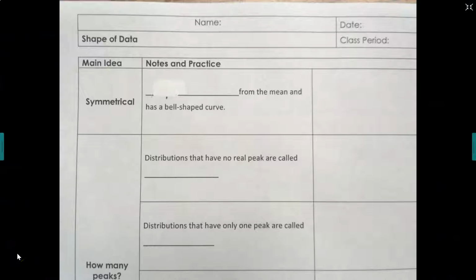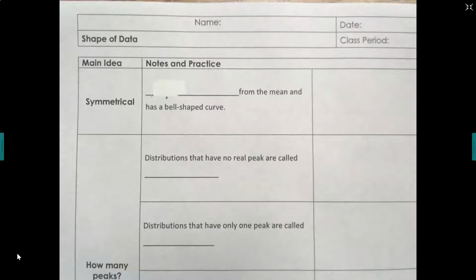Welcome to this video on the shape of data. By the end of this video, you should be able to determine the shape of a data set and understand what it means to the data it represents, and understand how the shape of the data has an effect on where the mean and the median are.